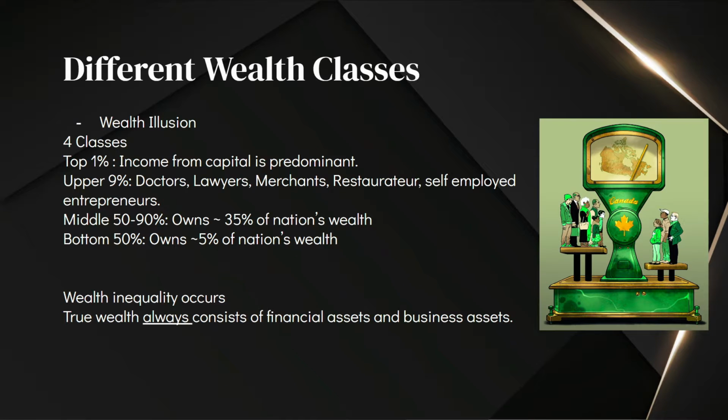The top decile lives in two different worlds. In the upper 9% group, income from labor prevails, whereas in the top 1%, income from capital is predominant. And we'll talk more about what this income from capital is.